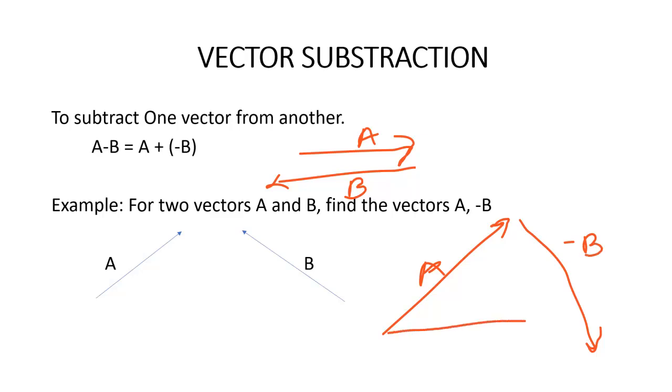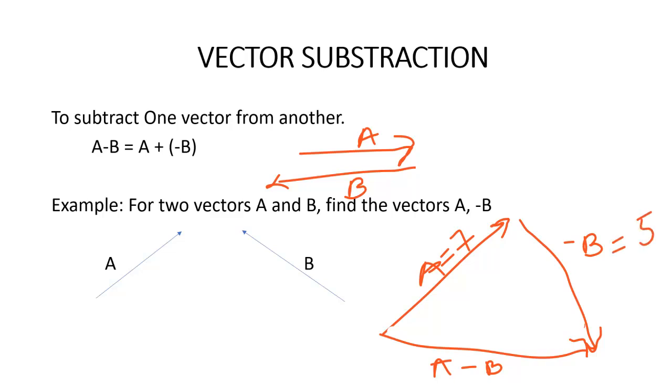Then when we want to look for the sum of both of them, it will be A minus B. So if A is 7 and B is 5, A minus B will be 2. Okay, so that's how that is defined. I hope this is clear and it's not so complicated. Always remember, in vector subtraction the vectors are traveling in different directions. In vector addition, they're traveling in the same direction.